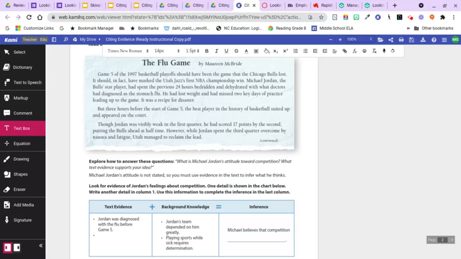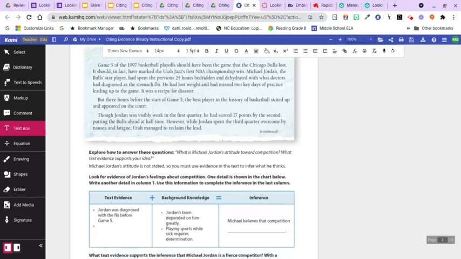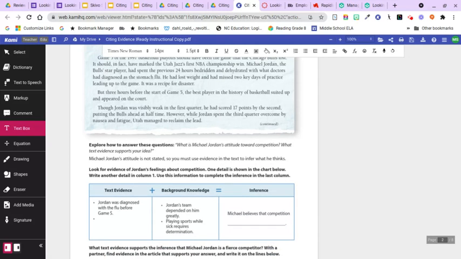Now, you can just rattle off and say, well, he's highly competitive. A lot of people say he's the GOAT. A lot of people say a lot of things about him. But you have to prove what you say. You can't just say it. This isn't fake news. So Michael Jordan's attitude is not stated, right? It doesn't say, oh, Michael Jordan is highly competitive. So use the evidence that you find. Look for that evidence and use your background knowledge, what you already know.